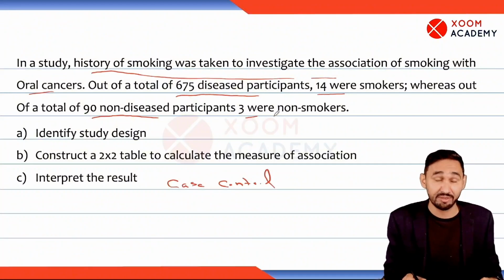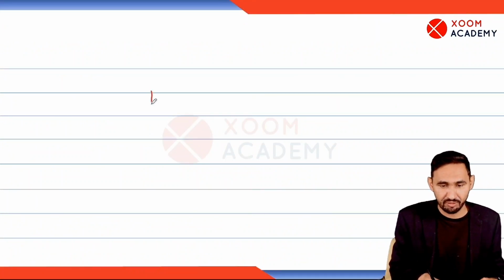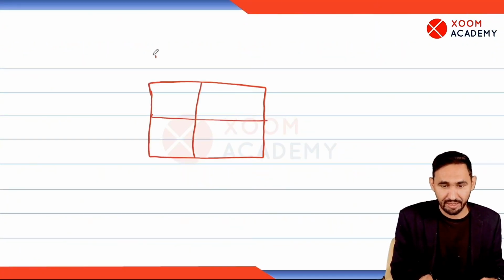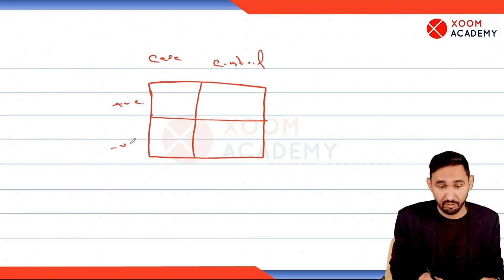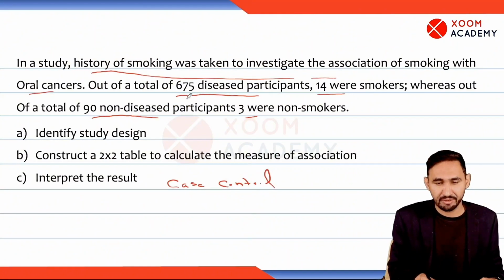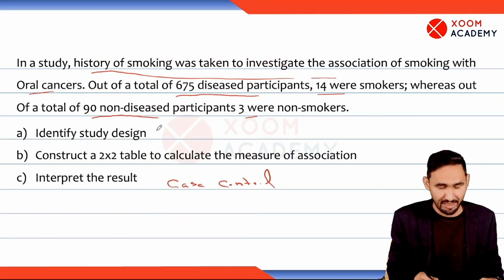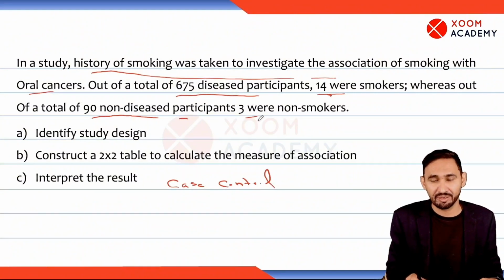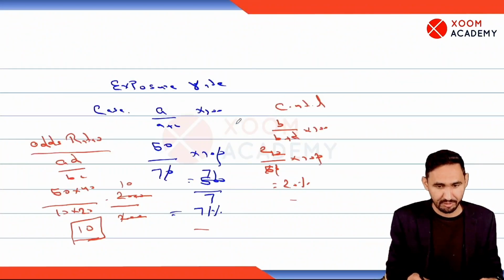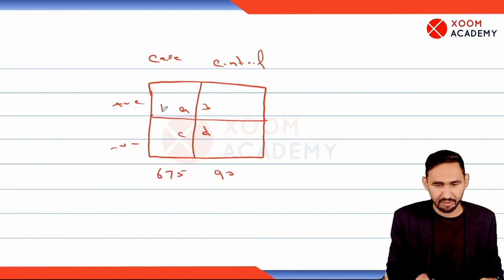Okay. Now we'll solve this scenario. First, we'll draw 2 by 2 table. We can write case, control, exposed, non-exposed. We fill the boxes A, B, C, D in the scenario. 675 people were diseased and 90 were non-diseased. 14 were smokers among diseased and among 90 non-disease participants, 3 were non-smokers. 14 were smokers. And in controls, 3 were non-smokers.